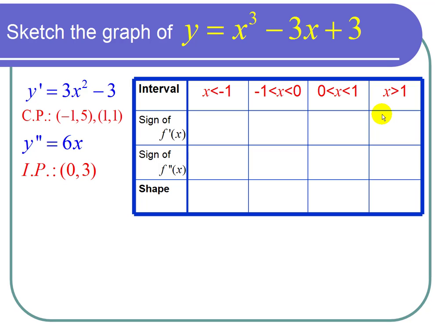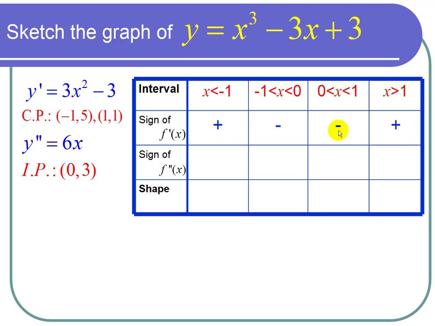F prime is 3x squared minus 3. If x is a very big negative number, then we'll see that the sign is positive. On the other hand, if x is small, then the sign is negative. So what I get is that it is positive for x less than negative 1. It's negative for x between negative 1 and 0, and x between 0 and 1. And f prime is positive for x greater than 1.